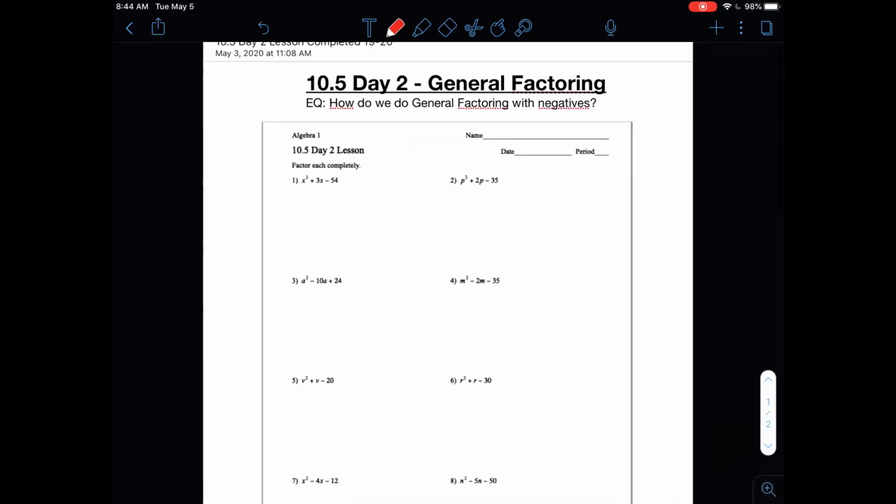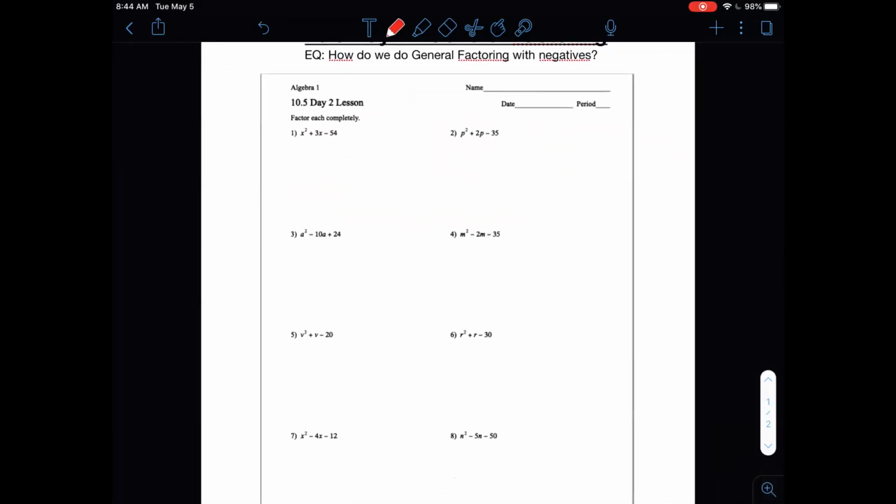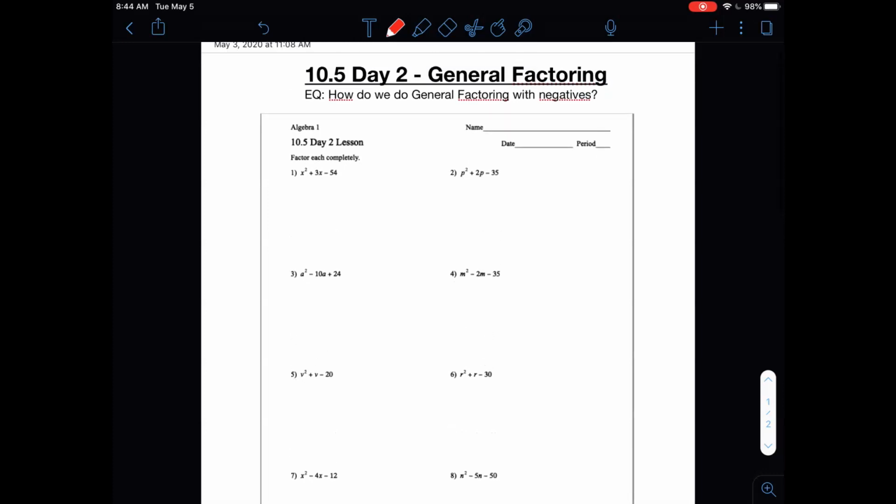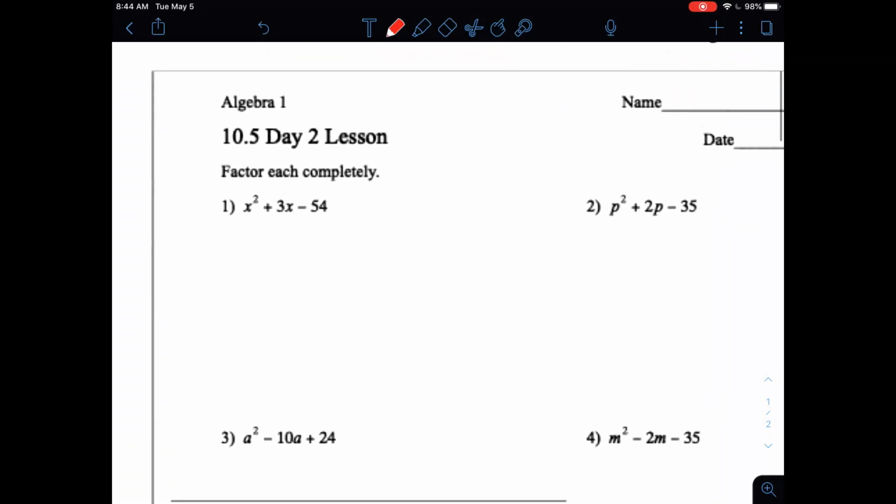We're going to do all the odds, and then you can try all the evens on your own in this video. So number one, we have x squared plus 3x minus 54. If you notice from day one, we had all positives here. This would be plus 54 if we were doing these in the previous lesson. But that's not always going to be the case with factoring. Sometimes you're going to have to factor numbers where the B or C is negative.